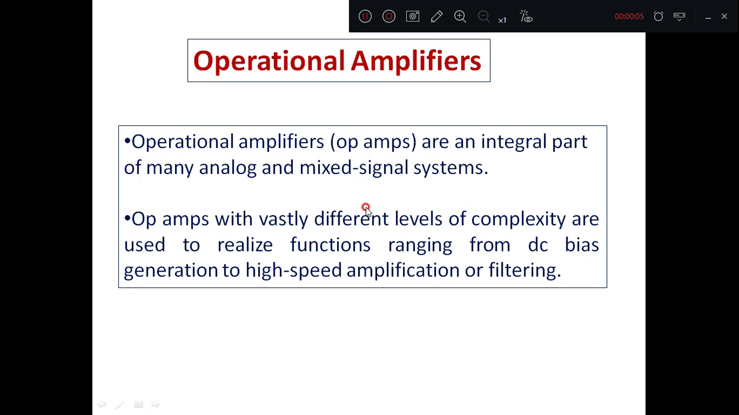In this session we will see the initial part of operational amplifiers. What are operational amplifiers? Operational amplifiers are an integral part of many analog and mixed signal systems. Op-amps with vastly different levels of complexity are used to realize functions ranging from DC bias generation to high-speed amplification or filtering. There are many advantages of operational amplifiers. So what are those advantages? When we look into the application, we will come to know the advantages.